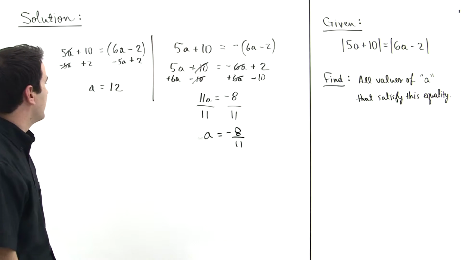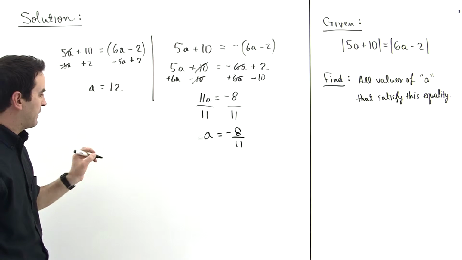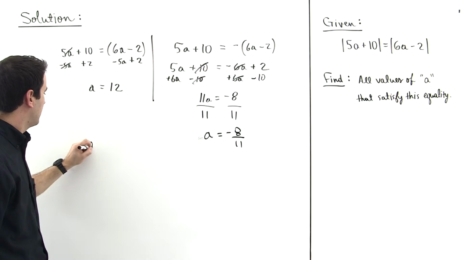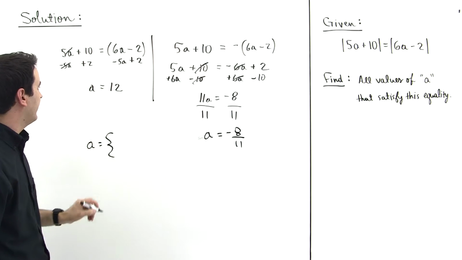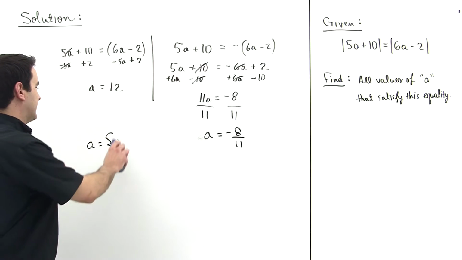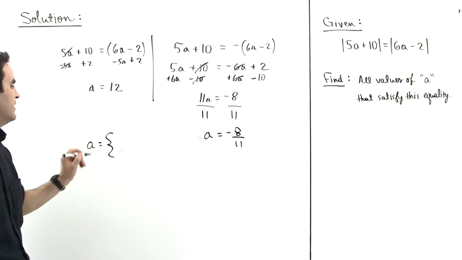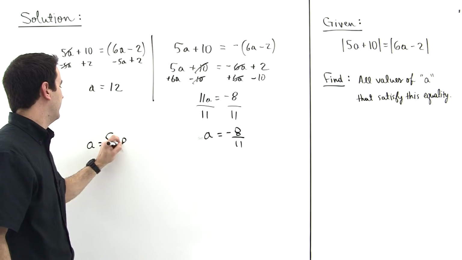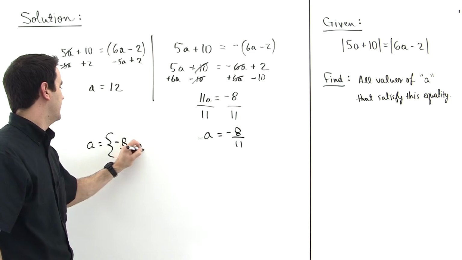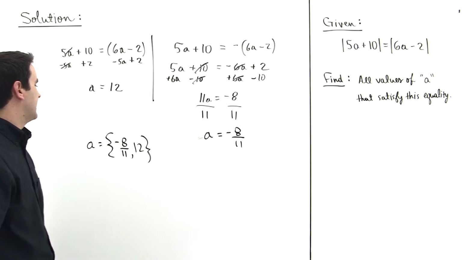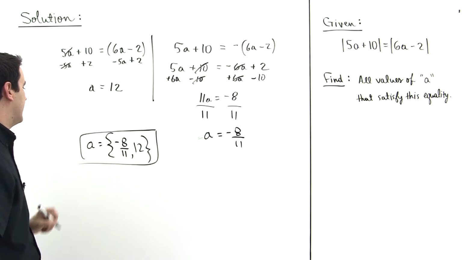So our solution set, as it were, can be written in the following way. a is equal to, curly bracket, and let's put the smaller of the two numbers first. Negative 8 over 11 is smaller than 12, so put that on the left side, just out of convention, comma 12. That means that both of these satisfy the equality. And so this is the answer.